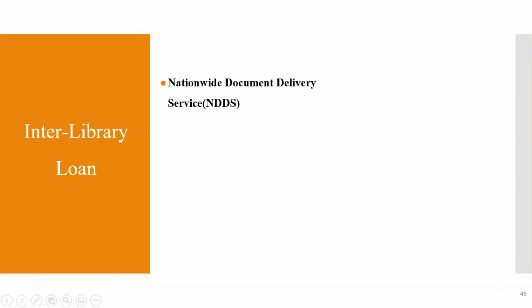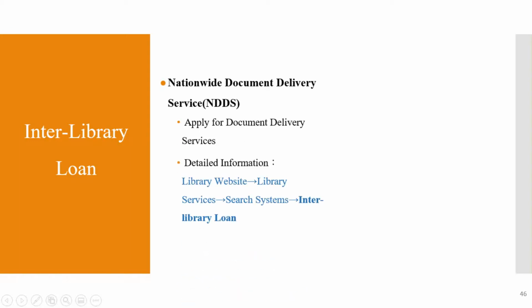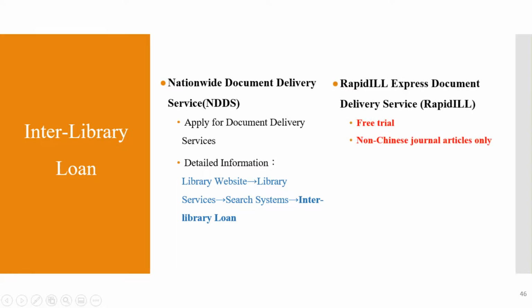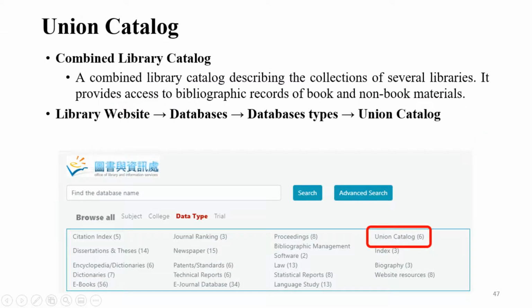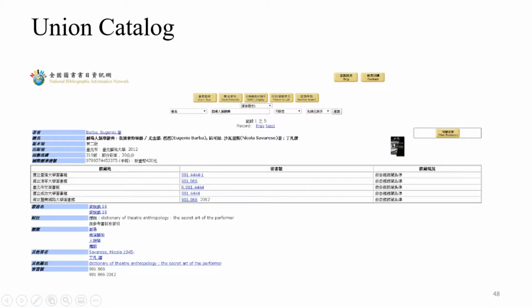For Chinese collection, you can use nationwide document delivery service. For non-Chinese journals, we really recommend you to use Rapid ILL Express document delivery service. You can use the Union Catalog to check which libraries have resources you want. The Union Catalog will show you which libraries have the collection of resources you want. Then you can apply the interlibrary loan services to get the collection.